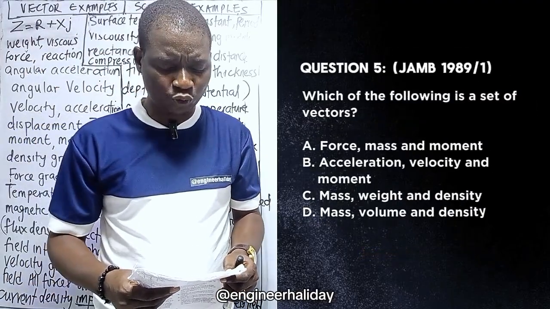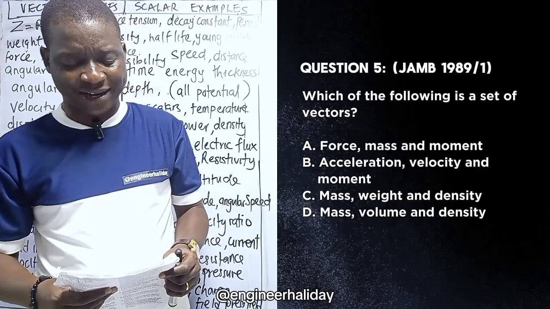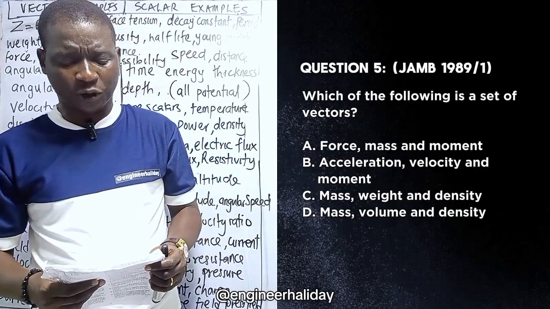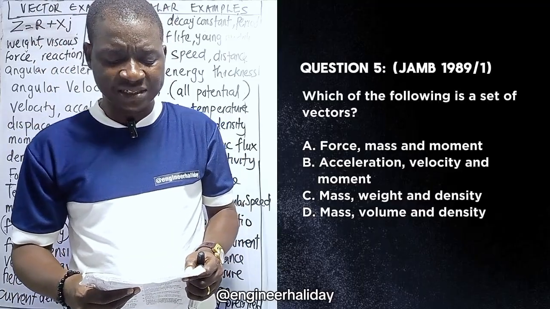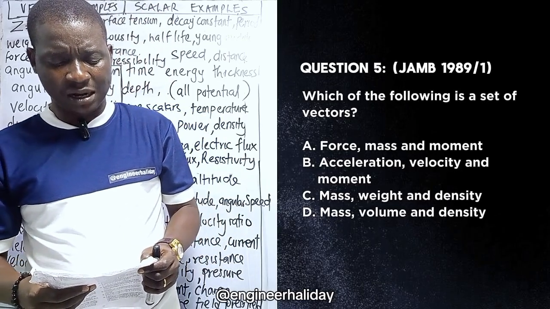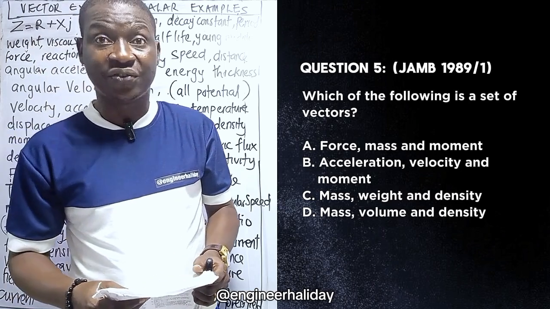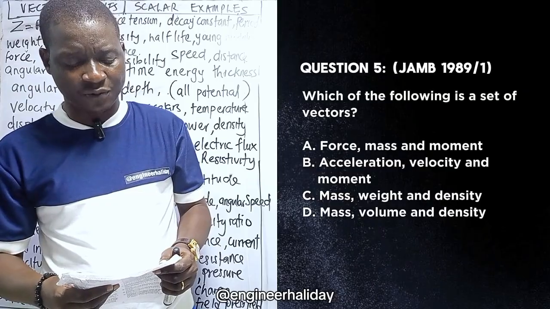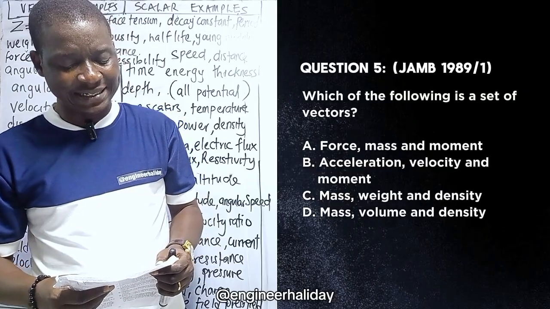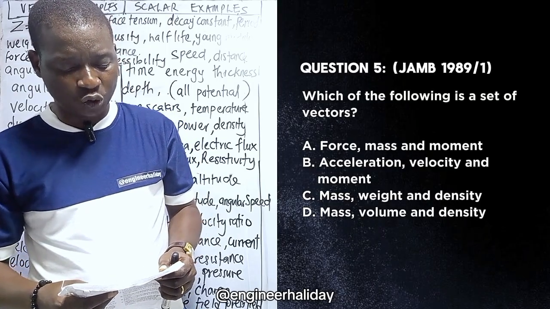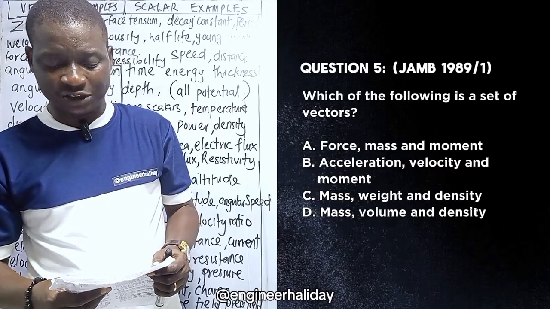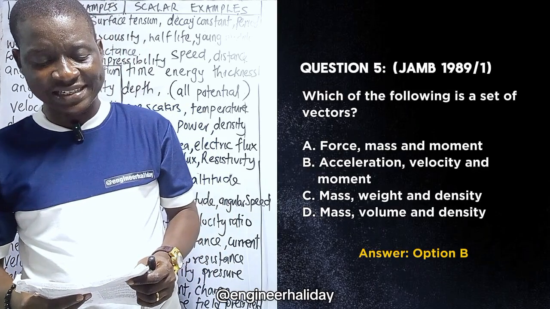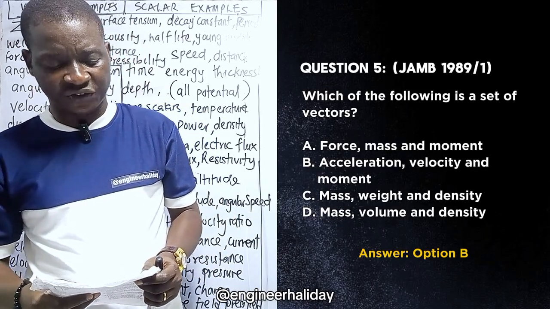Now, number 5 question says, which of the following is a set of vectors? A, force, mass, and momentum. Wrong. Mass makes that option very wrong. Option B says acceleration, velocity, and moment. All of them are vectors. C says what? Mass, velocity, and density. Mass is a scalar, weight is a vector, density is a scalar. So that one is wrong. D says mass, volume, and density. All of them are scalar. That is 1989, number 1. The answer is what? B. Acceleration, velocity, and moment.